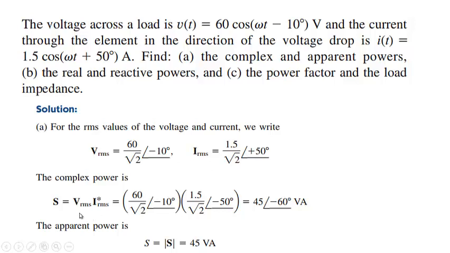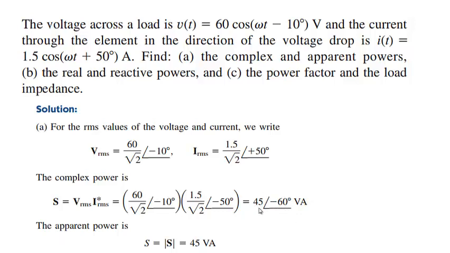The complex power will be equal to V RMS times I RMS conjugate. V RMS is this, I RMS conjugate is taken with a negative angle. So when you multiply these two, it comes out to be 90 divided by 2, that is 45, at an angle of 60 degrees. It is the complex power. Now the apparent power simply will be the magnitude of this. The real power will be the real part of this. Real part will be 45 cos of 60 degrees, and cos 60 is 0.5.